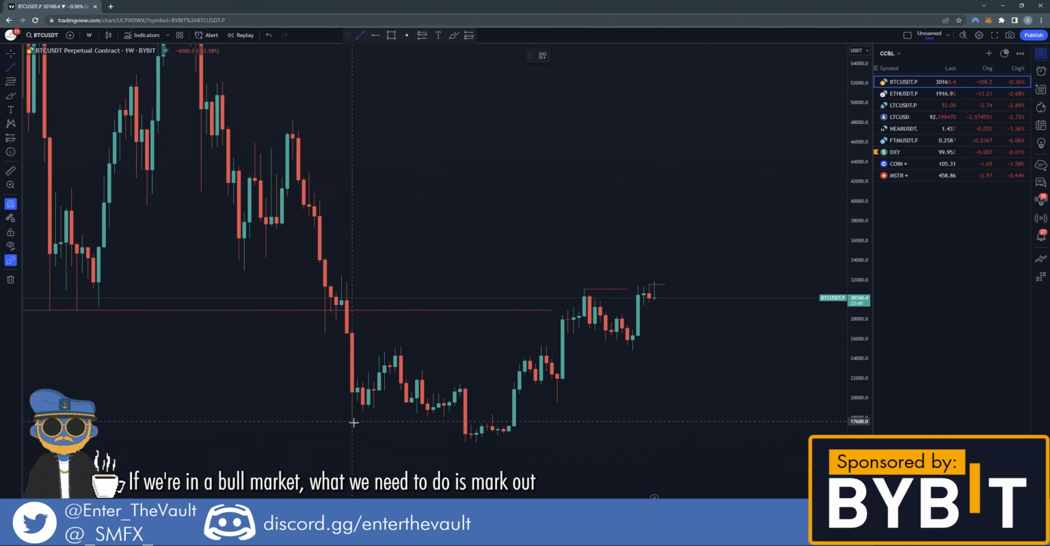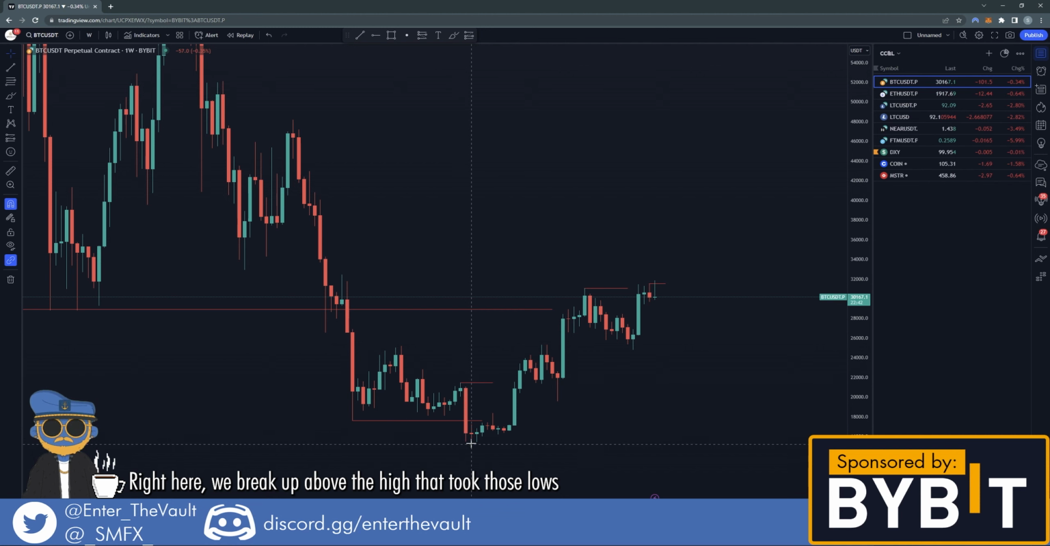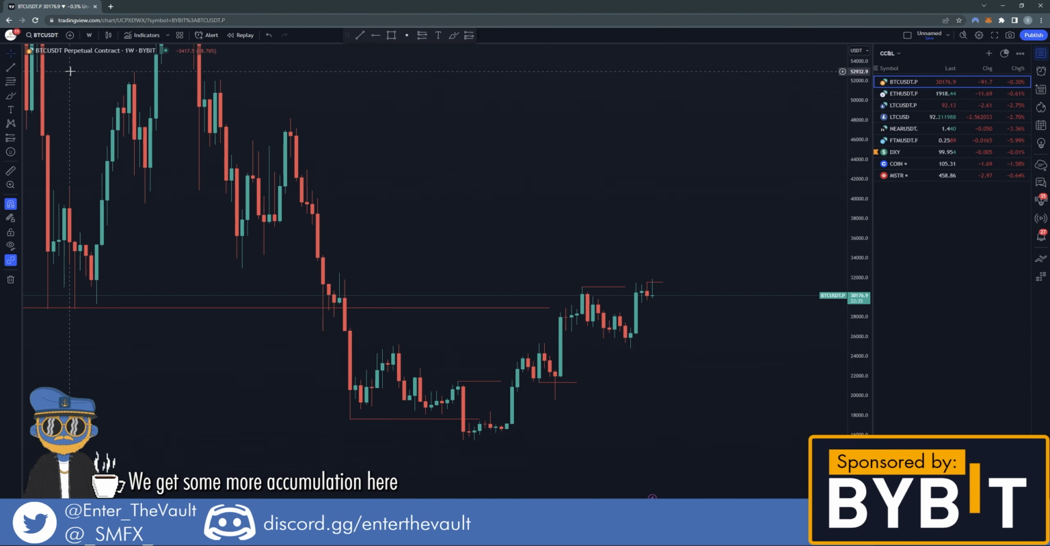If we're in a bull market, what we need to do is mark out the previous areas of accumulation. So here, we have a sweep of all these lows. Right here, we break up above the high that took those lows. So this is the beginning stages of accumulation. We then retest the range between this high and this low, and we get some more accumulation here.